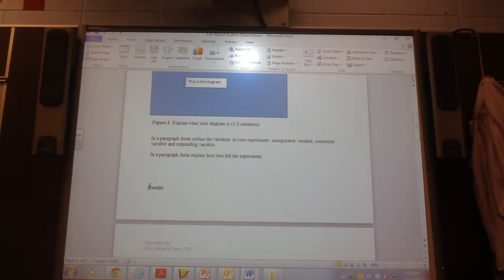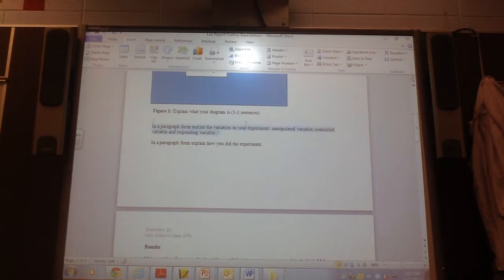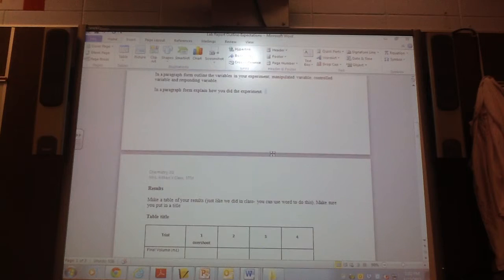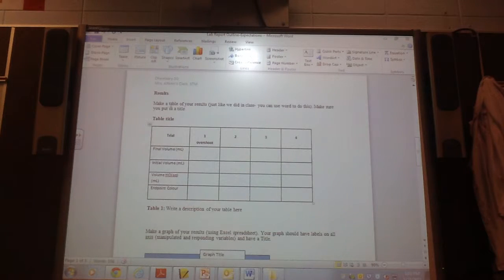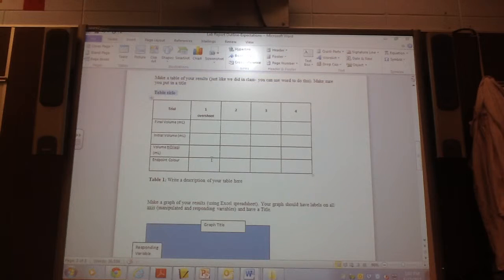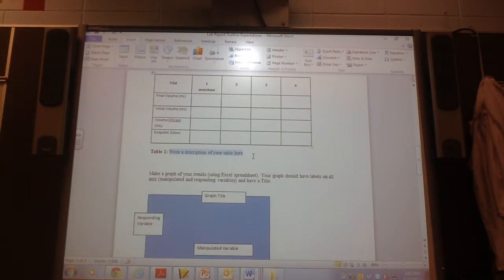In paragraph form, outline the variables in your experiment: manipulated, controlled, and responding. In paragraph form, explain how you did it. So that's in detail. Give me all your results. You can make a table, just like we did in class. You need a table title. Write a description of your table here, just like how I said, okay?